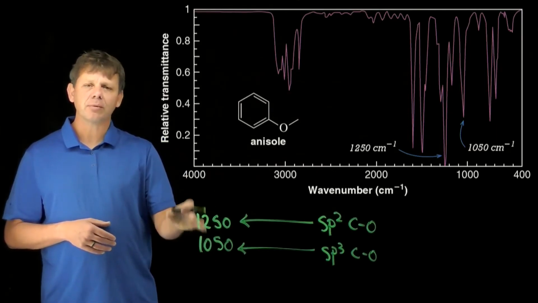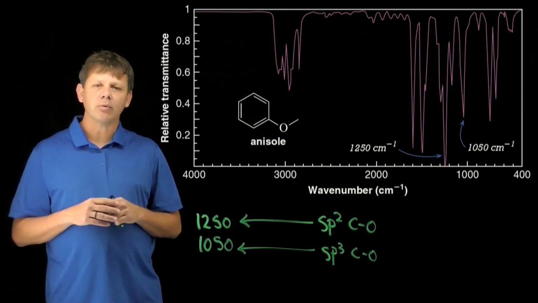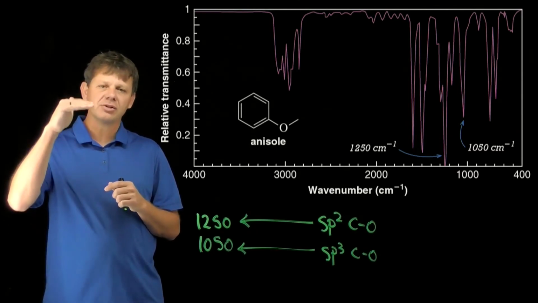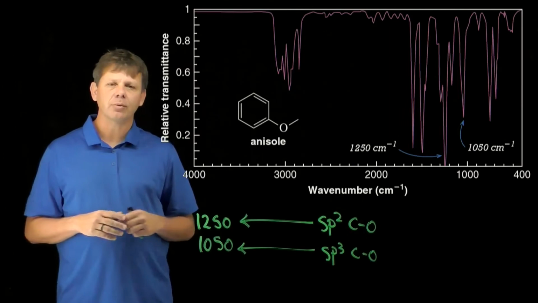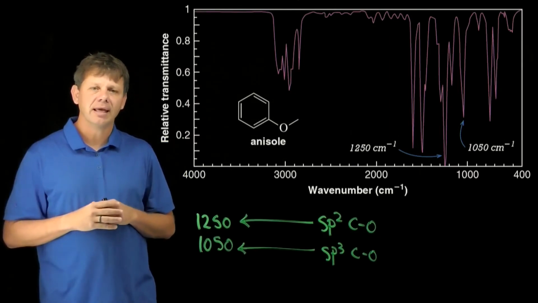And this difference of around 200 is common regardless of what atoms we're looking at. We'll very often see that as hybridization changes, the difference is around 200 between sp, sp2, and sp3.